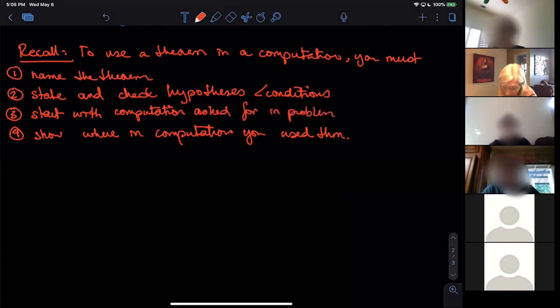Okay, and then they'll give us an opportunity to show where we use the theorem when we convert that computation to another computation, which we hope is going to be easier. All right, with all that background, let's talk about Stokes' theorem. That's section 13.8.